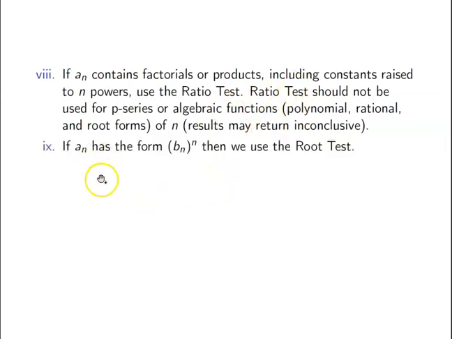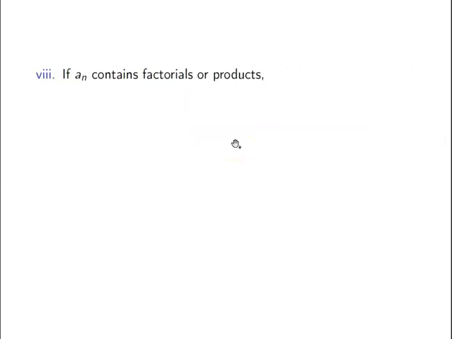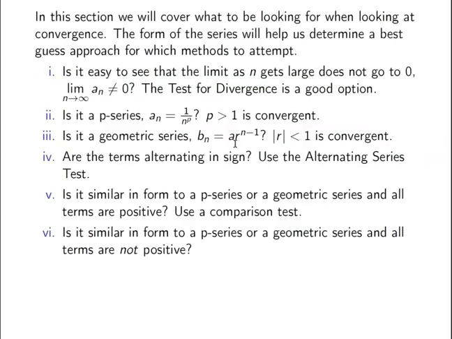If I can write the general term of my sequence in the form of something to the power of n, then I should use the root test, because then I'm taking the nth root, and it'll tell me whether I'm absolutely convergent, divergent, or inconclusive. But generally, that's a good indicator. Okay. So we went very briefly over some of these conditions.